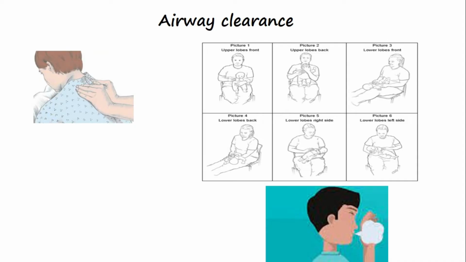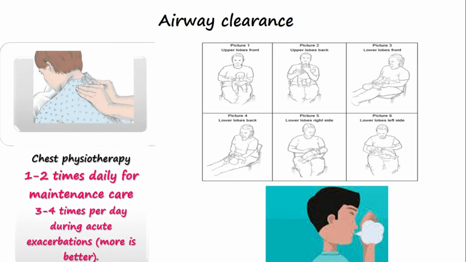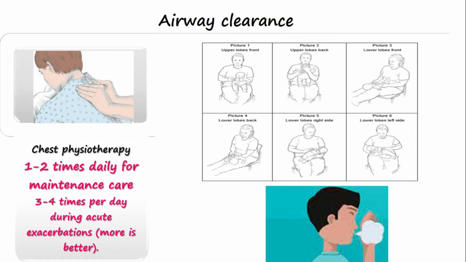So, cystic fibrosis patients have to commit to a special routine for pulmonary health. It consists of chest physiotherapy, which is percussion and postural drainage. The patient may also be taught autogenic drainage, which consists of deep breathing exercises followed by forced cough. That will help the patient get rid of mucus. The patient should do chest physiotherapy 1 to 2 times daily for maintenance care, and during acute exacerbation and infection, 3 to 4 times, and more is better.